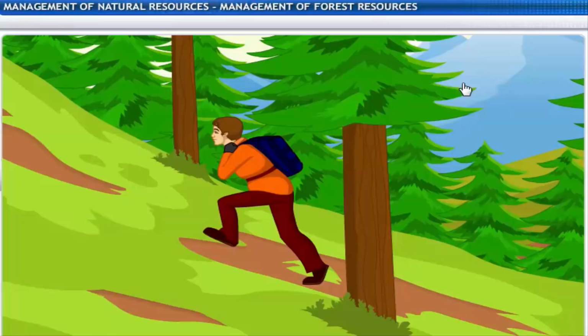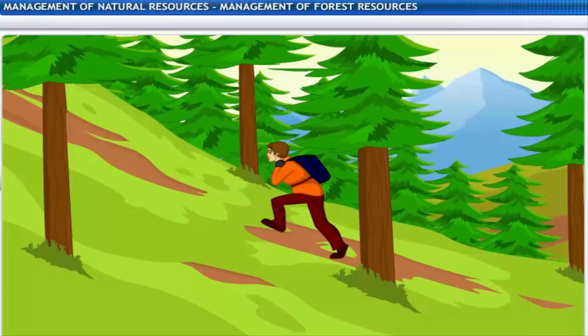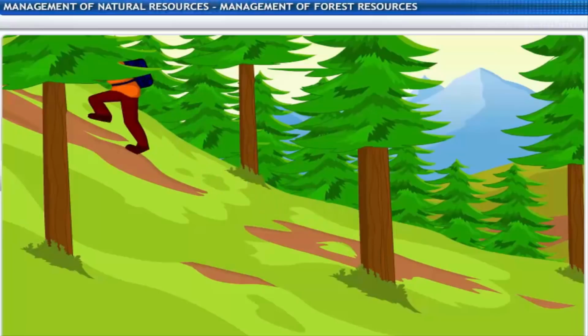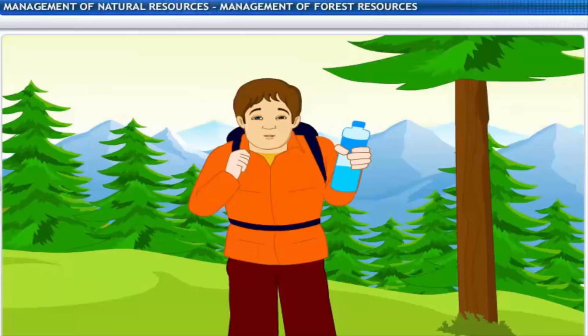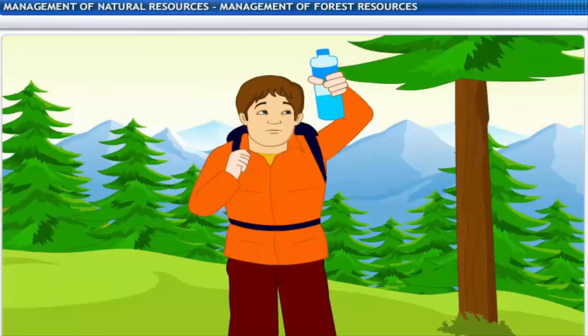Meet Kevin. He's on summer vacation and he's going trekking in the lower Himalayan ranges. It's a hot day and he has been walking for hours already. "I am so thirsty." Kevin has only one small bottle of water. He needs to make it last the whole day, so he has to be careful.